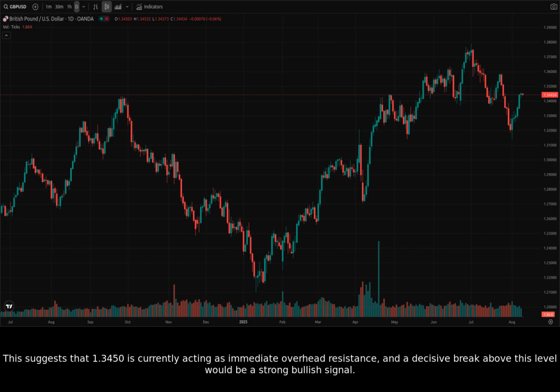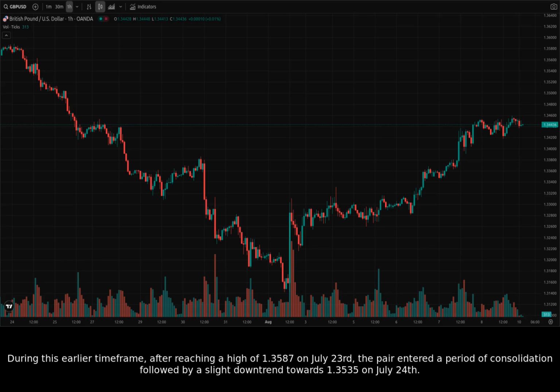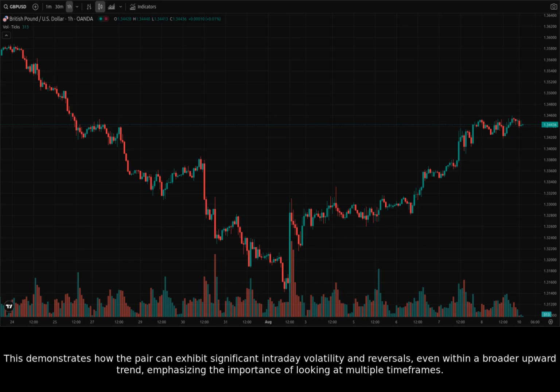While the one-hour chart data available to us is slightly older, ending on July 24, 2025, it still provides valuable context for understanding intraday movements within that period. During this earlier time frame, after reaching a high of 1.3587 on July 23rd, the pair entered a period of consolidation followed by a slight downtrend towards 1.3535 on July 24th. This demonstrates how the pair can exhibit significant intraday volatility and reversals, even within a broader upward trend, emphasizing the importance of looking at multiple time frames.